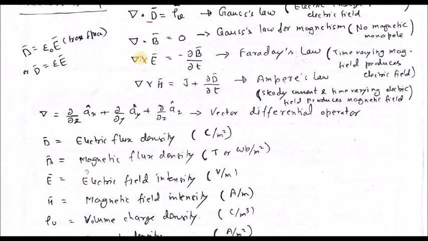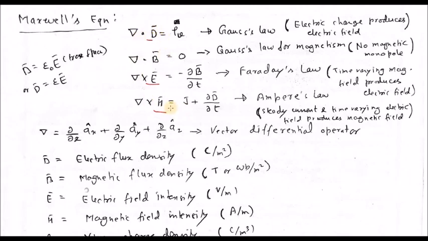Third Maxwell equation is del cross E is minus del B by del T. This is Faraday's law, and it says time varying magnetic field gives electric field. And last Maxwell equation is Ampere's law, which is given by this equation: del cross H equal to J plus del D by del T. It says steady current and time varying electric field gives magnetic field.